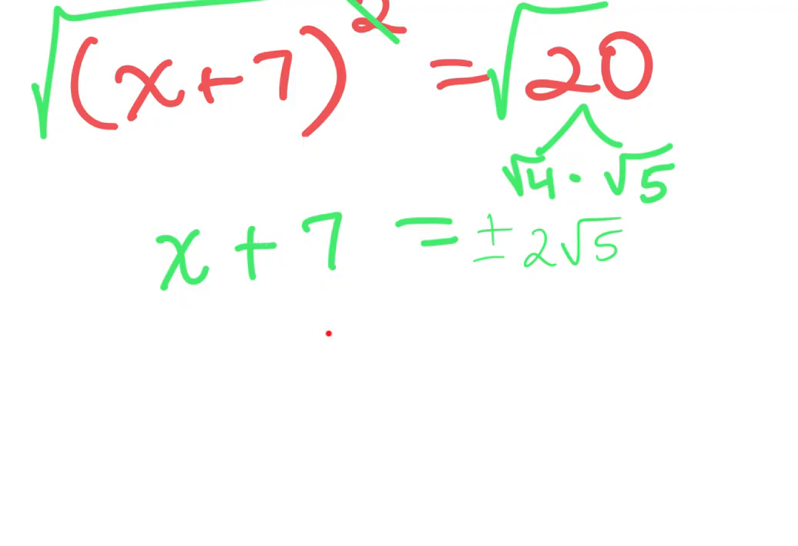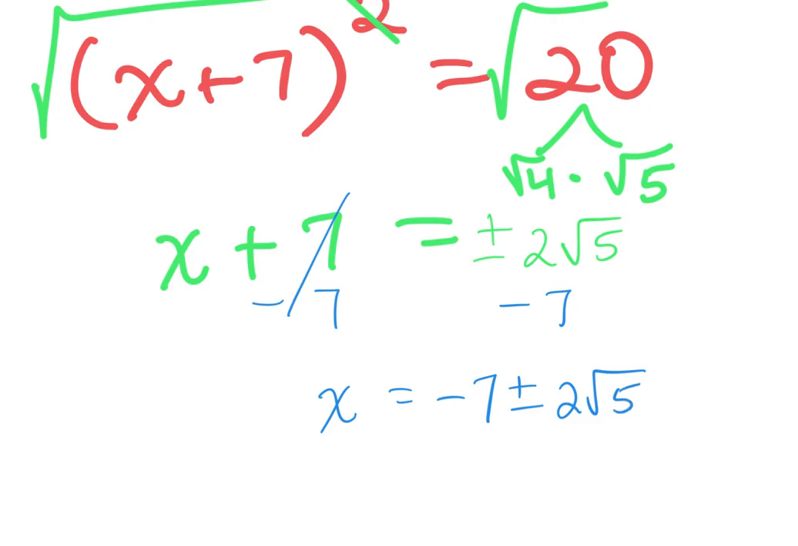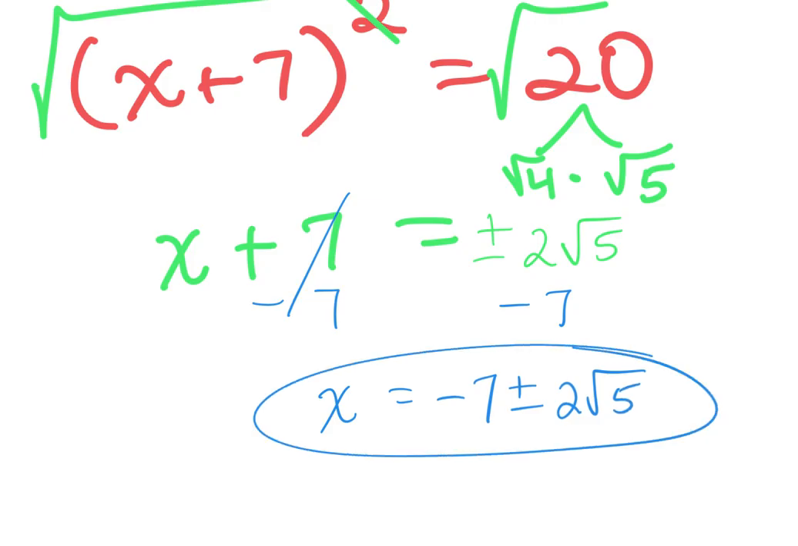Now, all I have left to do is bring the 7 over to the other side. So we'll subtract the 7 from both sides. Are these like terms? No, they are not like terms. So you cannot combine them. So you're just going to rewrite this as negative 7 plus or minus 2 square roots of 5. So that's how you'd still have two solutions, because it'd be negative 7 plus 2 square roots of 5 and negative 7 minus 2 square roots of 5. Okay, so you still have two x-intercepts there.